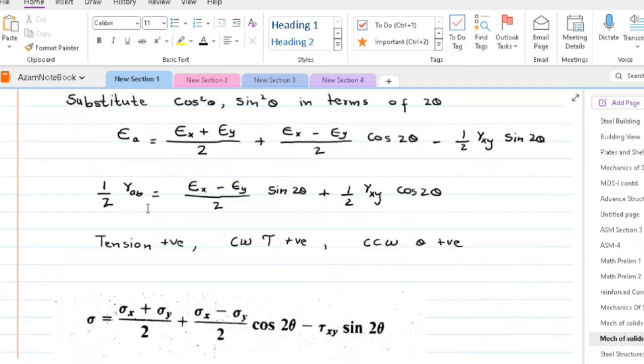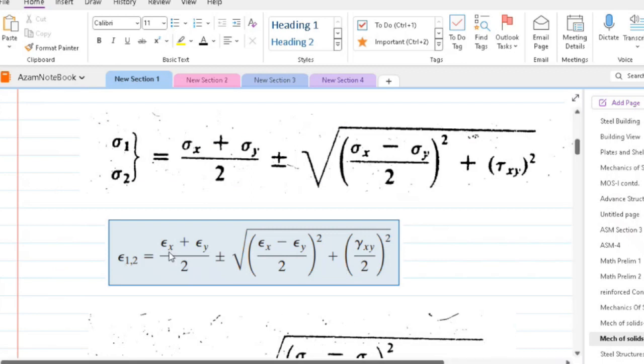Due to this analogy, we can say that the principal strains, just like stresses, will give us strain x plus strain y by 2 plus minus square root of strain x minus strain y by 2 whole square plus gamma xy by 2 whole square, both terms under square root. And this is analogous to the stress expression derived earlier. Please note that in the stress expression we have got tau xy appearing full, whereas in the strain expression we have the shear strain getting halved.